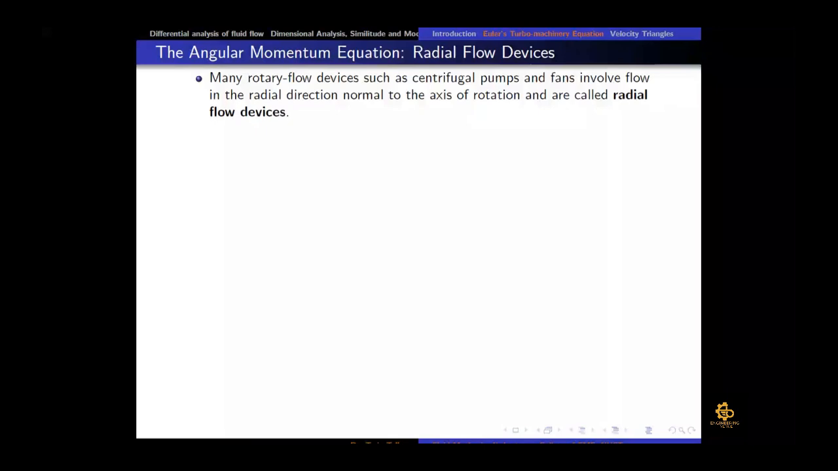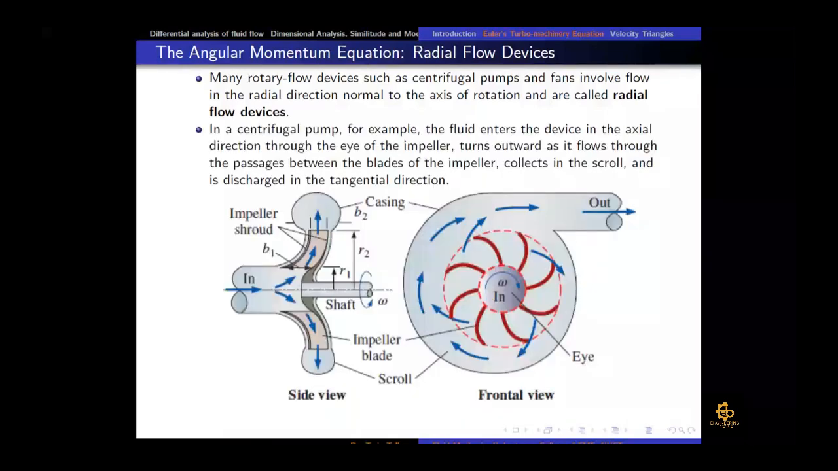In this, the flow is predominantly in the radial direction, which is normal to the axis of rotation. So we call them radial devices. If I show you the figure, you would recognize these kinds of pumps very easily, because these pumps are very commonly used. So in this case, what happens is that the fluid comes into the board.